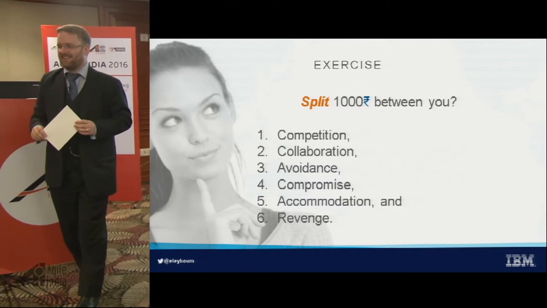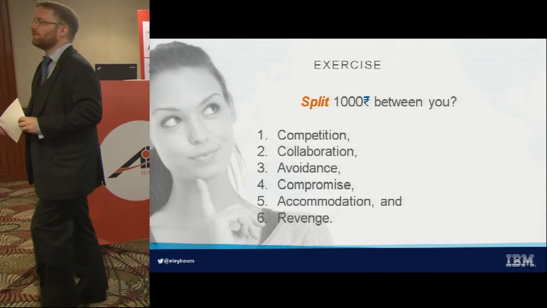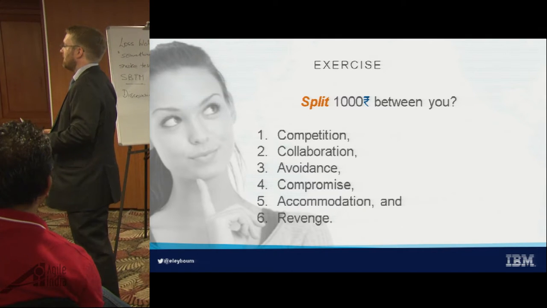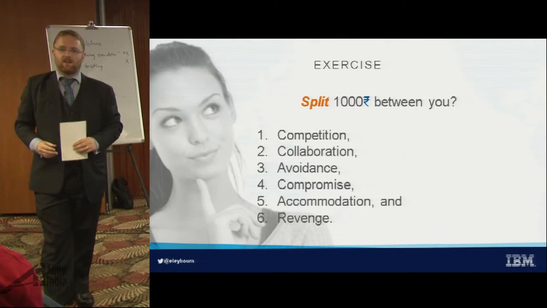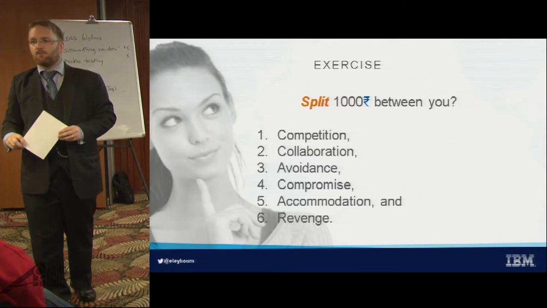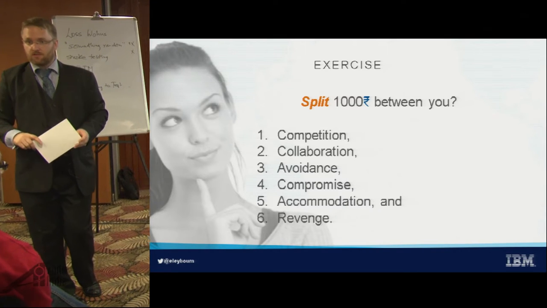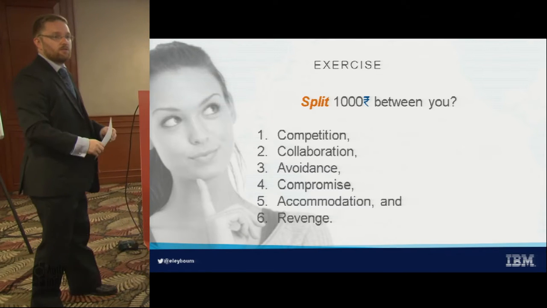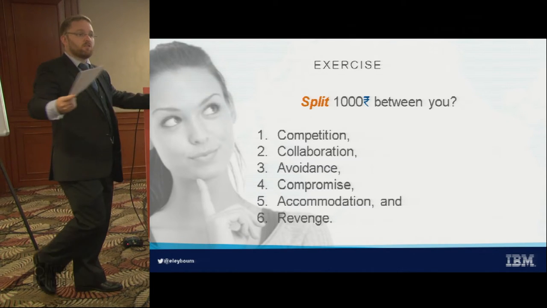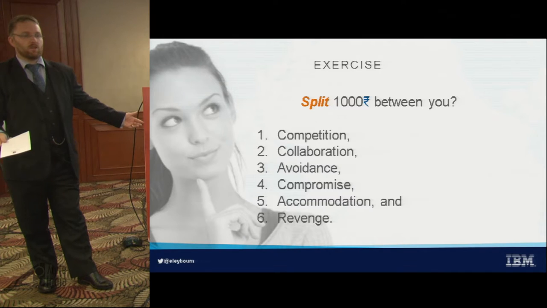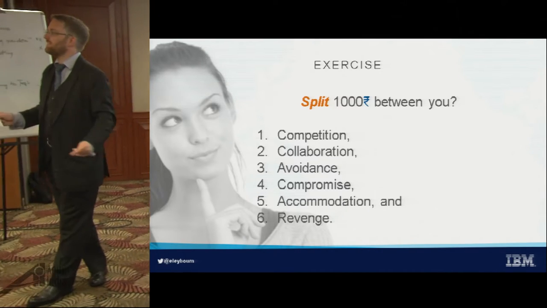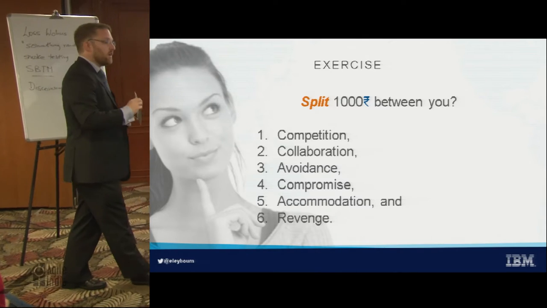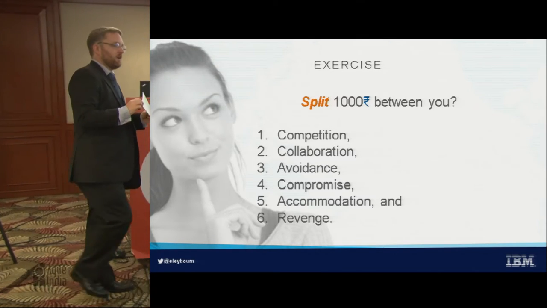Because here's the thing about these different forms of negotiation, or these different personalities, it is not two-way. You might be willing to compromise, but they might be out for revenge. You might be looking for a competitive solution, whereas they might be quite accommodating. So pick a number, 1 to 6. We're going to play this a couple of times. We are going to time box this to 5 minutes.